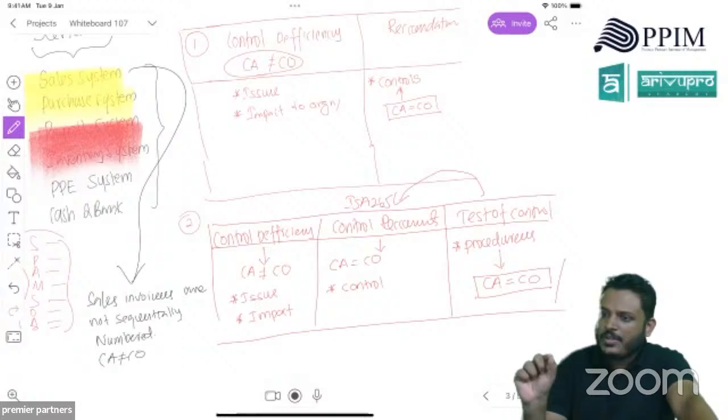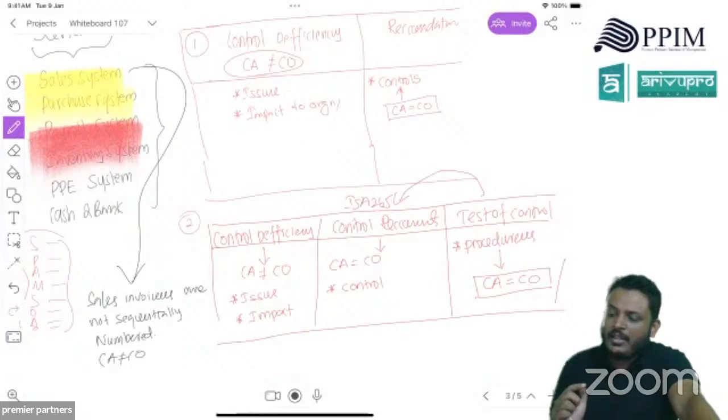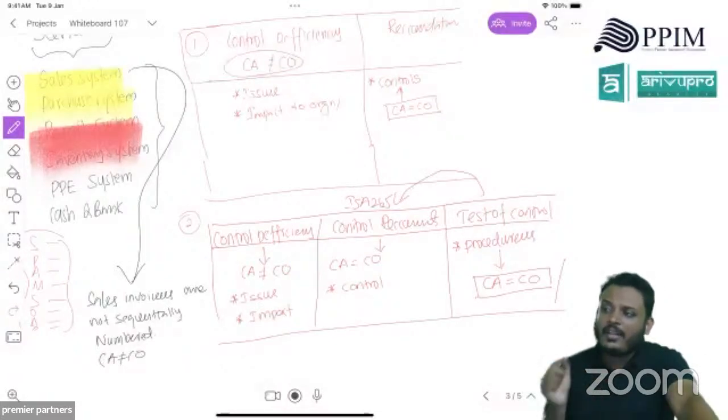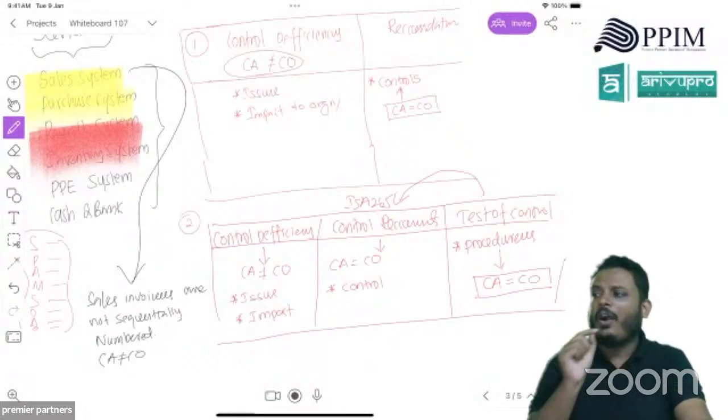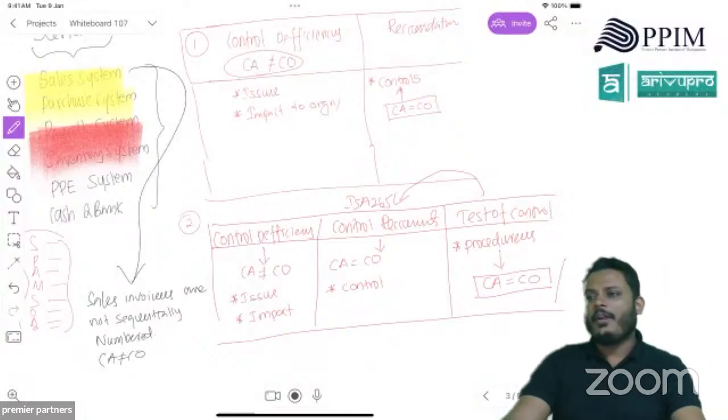First one, sales invoices are not sequentially numbered is my issue, and the impact: if any invoices are missed, it is very difficult to identify. This will affect completeness of the sales figure. And this will create unprocessed orders.